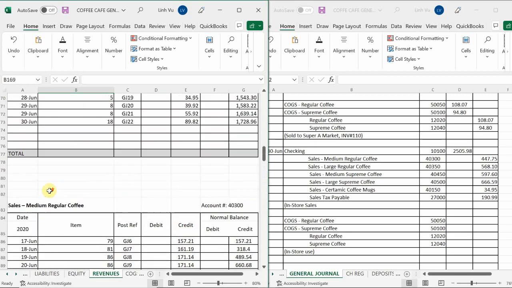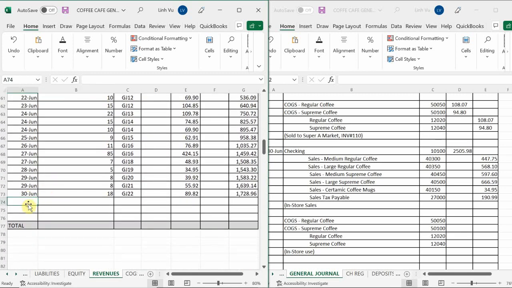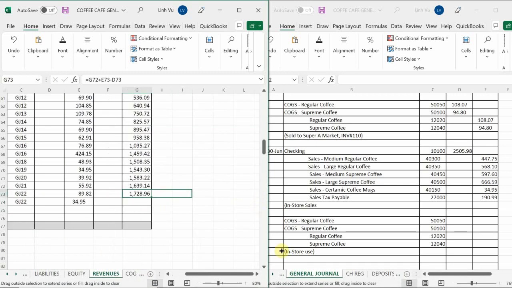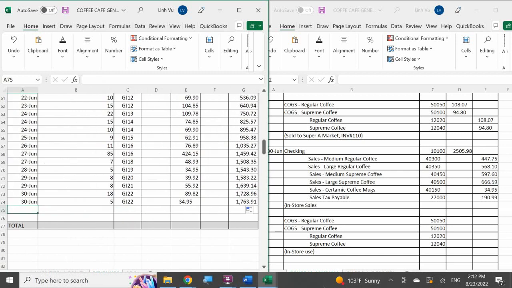And then we go up for the mug. And we saw the 5 on page 22 for $34.95. The grand total is $1,763.91. 176391. Yes.